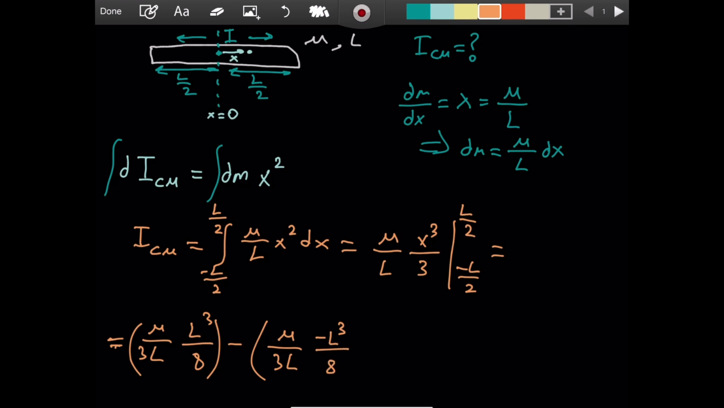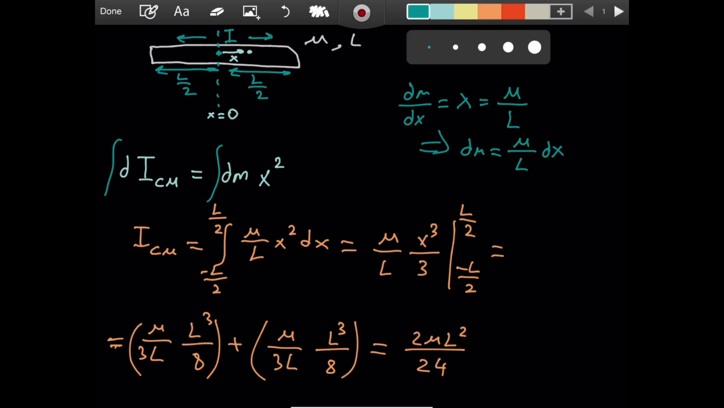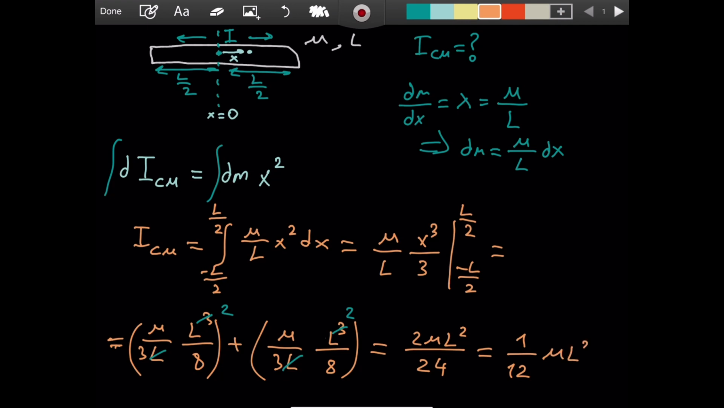Notice that these two negatives become positive. So I can erase this negative sign and make this a plus. Now we can add these. We have 2M L squared over 24. Notice that I cancelled these L's. And we can simplify this further. 2 divided by 24 is 1 over 12, so 1 over 12 M L squared. And this is our final result for the moment of inertia of a uniform rod through its center of mass.